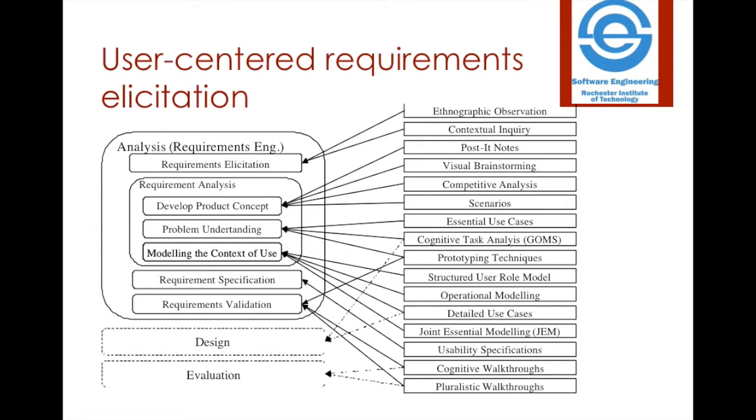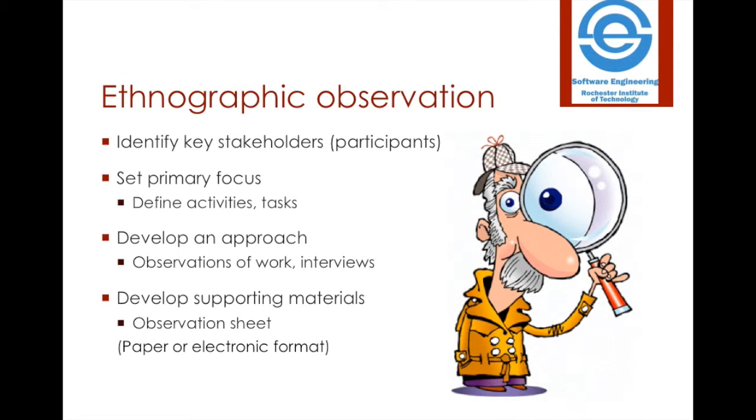Examples of requirements elicitation methods are ethnographic observation, focus groups, and pilot studies. Ethnography is an observational technique that can be used to understand operational processes and help derive support requirements for this process. To apply ethnography, first, you need to identify key stakeholders, also known as participants.